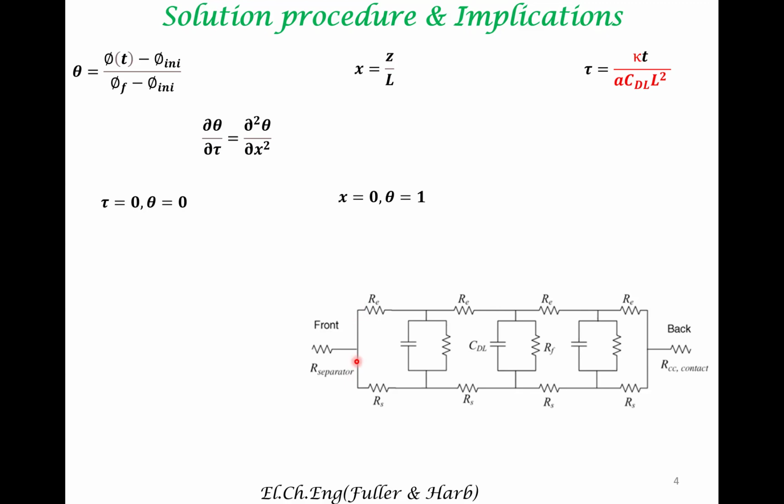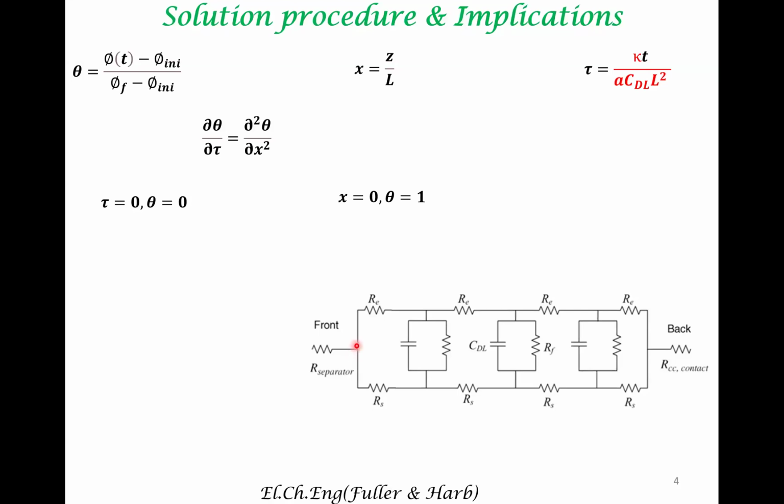For this condition, this is the one that is facing the electrolyte. This part of the electrode is facing the current collector. So at x equal to 0, theta is always equal to 1. That is, the potential has reached phi f because there is no further resistance. Therefore, this is an appropriate boundary condition for x equal to 0.